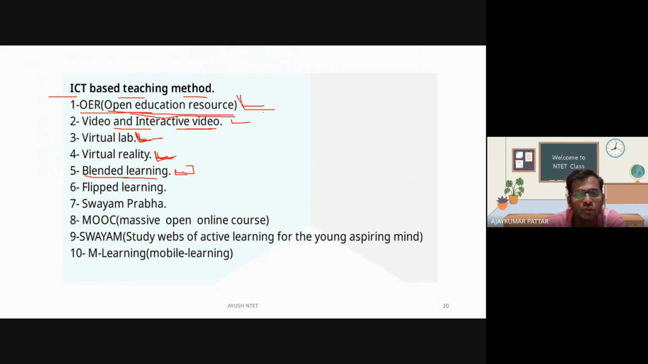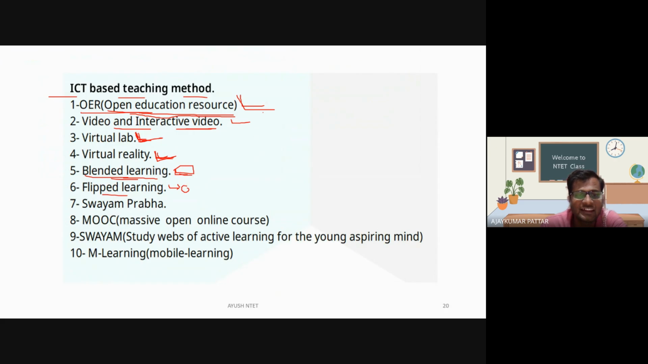Offline and online, both methods. If you are taking some offline classes and for a certain concept you are taking the online method, then it is called blended learning. Both offline and online classes are going on. So flipped classroom means it is a reverse one. For example, after going to the classroom, we will give the materials, we will give some things to the students. But flipped learning में क्या होता है? The students will know all the material, all the things before coming to the class.